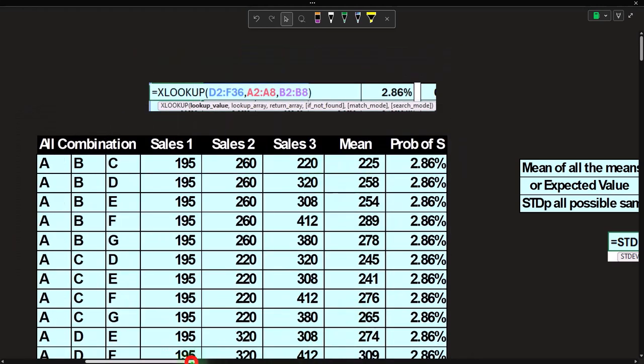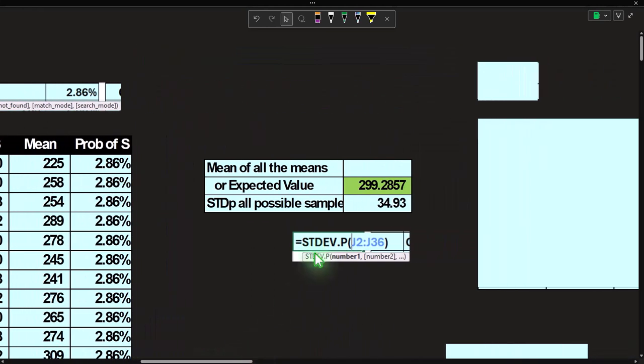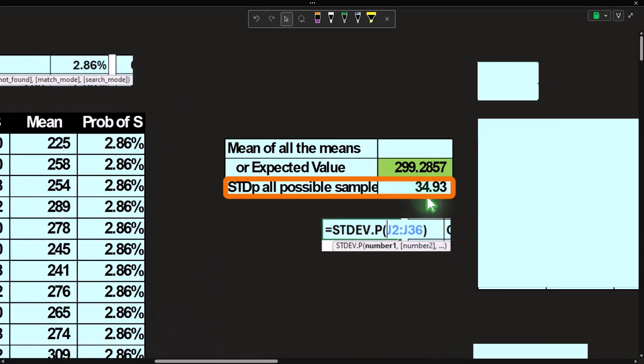So the means of these are not going to be the same as the population, and the standard deviation of these will not be the same as the standard deviation of the population. In this case, it came out to 3493. Now, normally we would use standard deviation dot S, not P, because we wouldn't have all possible combinations of means.